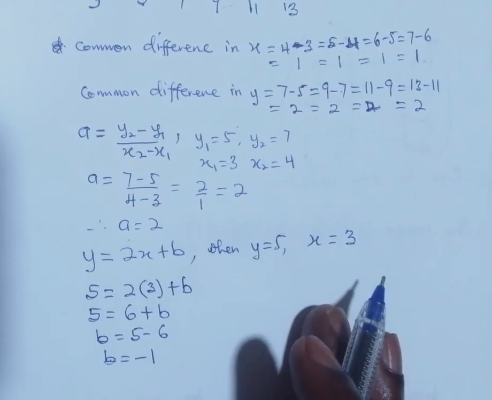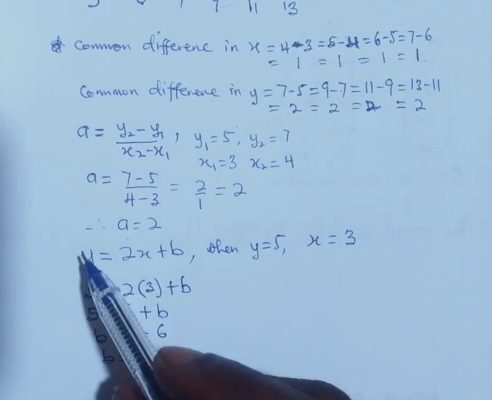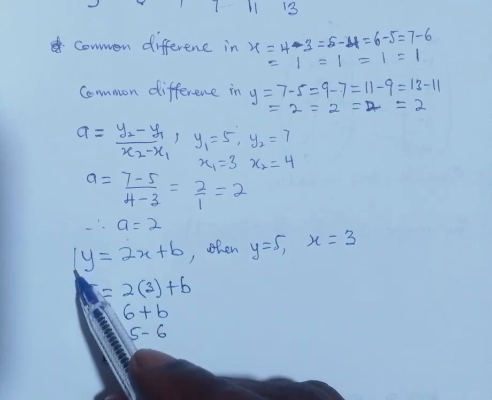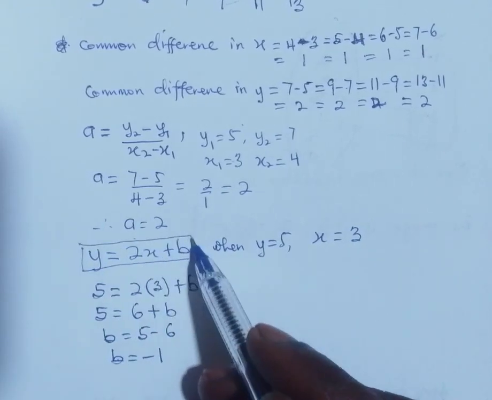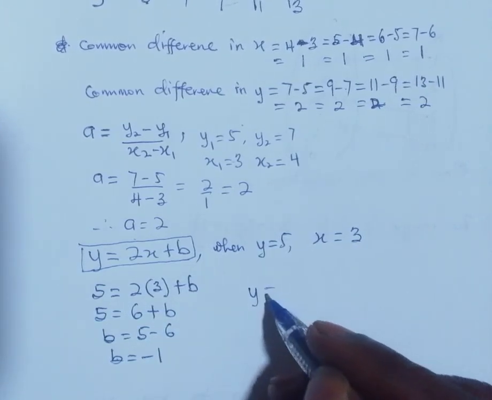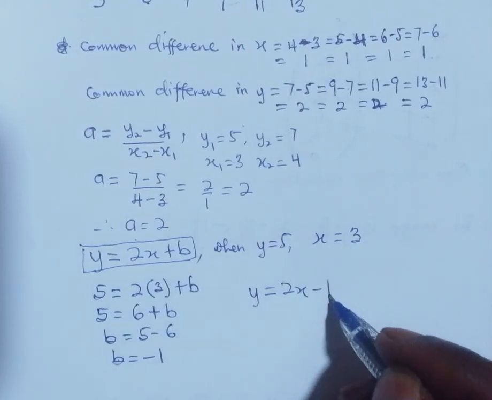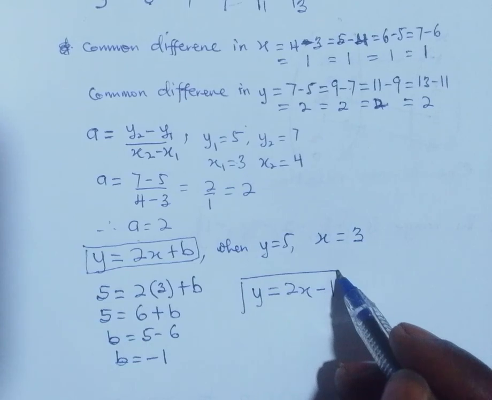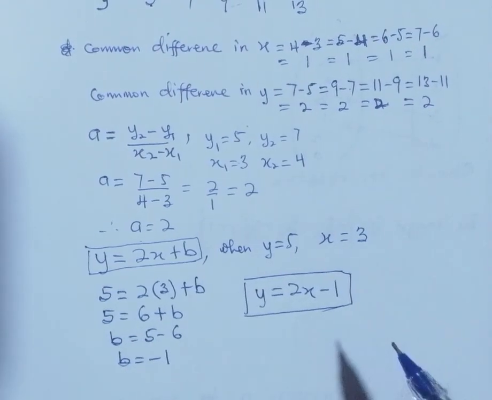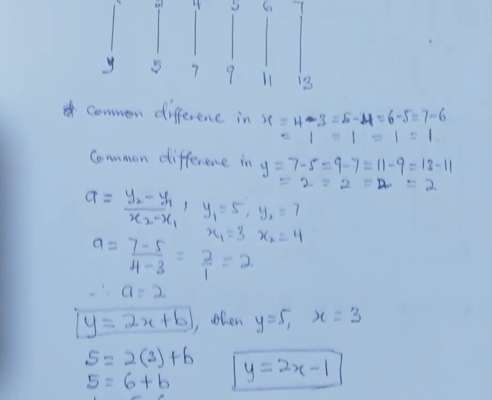I can then write the general equation. This time I'm not going to write the whole general equation, but just what I used, and substitute b this time. So I'm going to get y is equal to 2x, and b is -1, so y is equal to 2x minus 1. Now this becomes the rule for the given mapping. Have you gotten that? So it's very simple when you are asked to find the rule for a linear mapping. That is how you go about it.